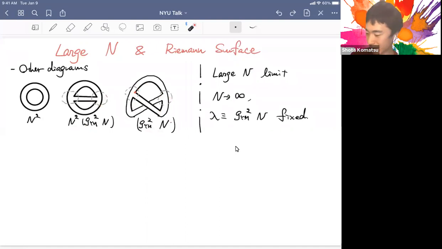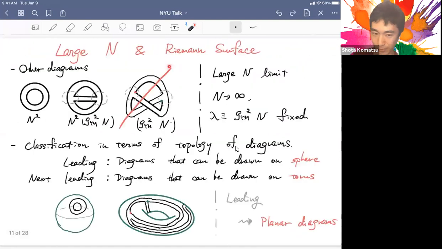And the large N limit is defined by this limit. You take N to be large, but at the same time, take this combination to be fixed. And if you take this limit, then you can immediately see that this last diagram drops out because it doesn't come with a factor of N squared.